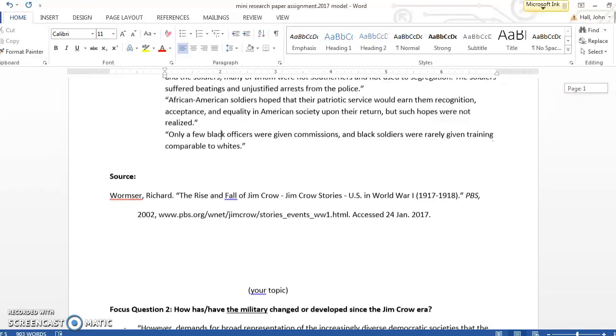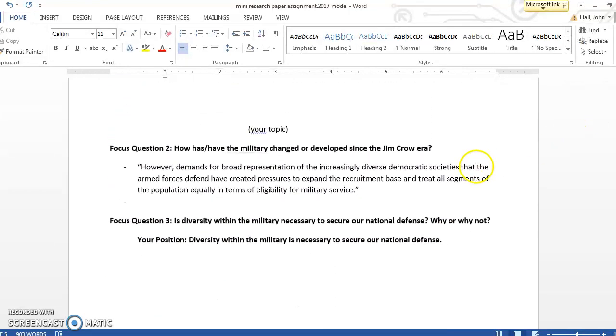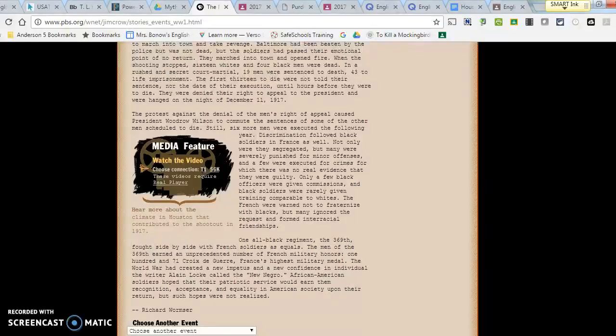Now, from there, of course, you want to move on to focus question 2: how has the military changed or developed since the Jim Crow era? You can see I've gone ahead and found a source that I feel is good. I put a quote that I thought was good, and I put quotation marks around it. I actually got that from a different source.